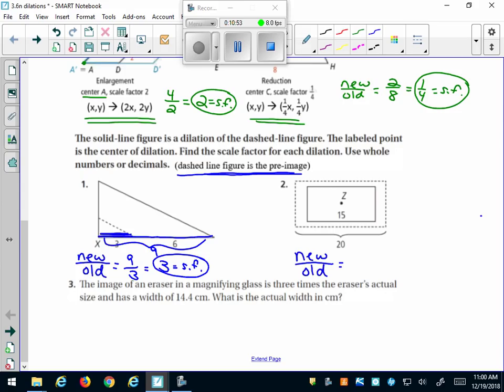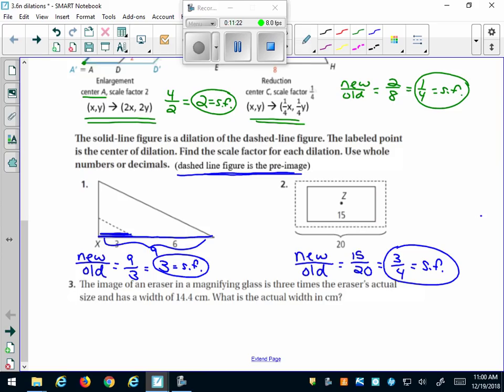So what is the length of the new side? 15, and the old is 20. Simplify that, divide top and bottom by 5, you get 3/4. So the scale factor is 3/4 or 0.75. Again, we expected that because it looks like a reduction.